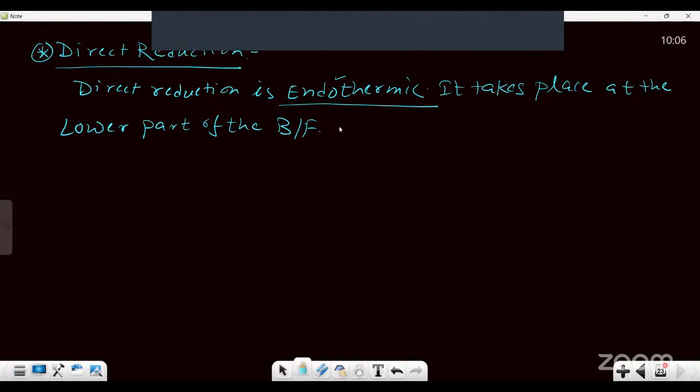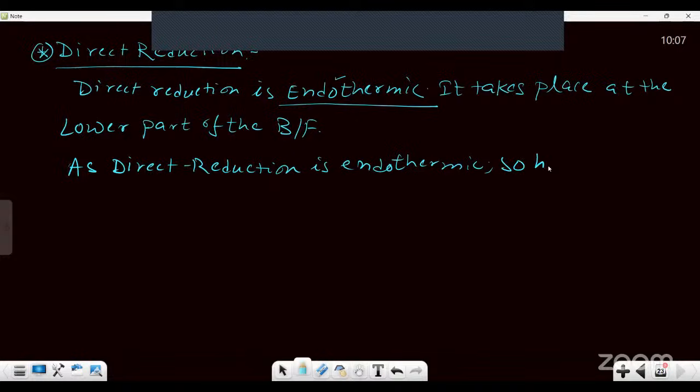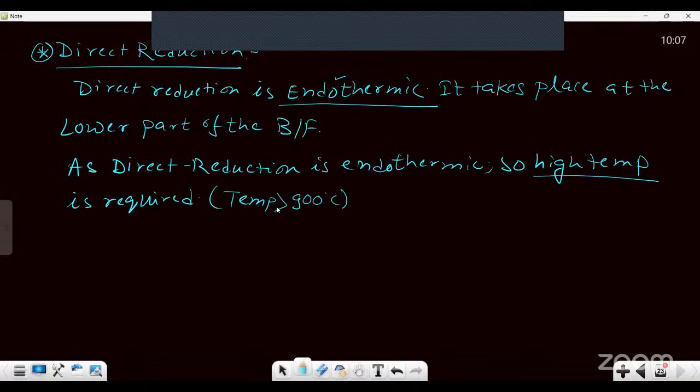As direct reduction is endothermic, high temperature is required. For direct reduction, high temperature is required. So this is another reason why the direct reduction reaction is taking place at the lower part of the blast furnace, because only at the lower part the temperature can be high. Your temperature should be greater than 900 degrees Celsius, and this temperature is only at the lower part of the blast furnace.